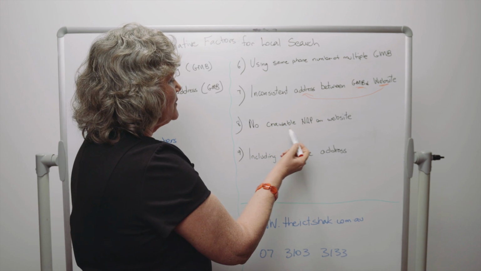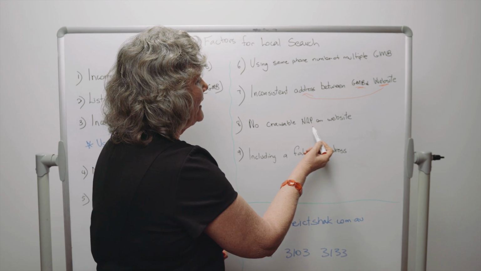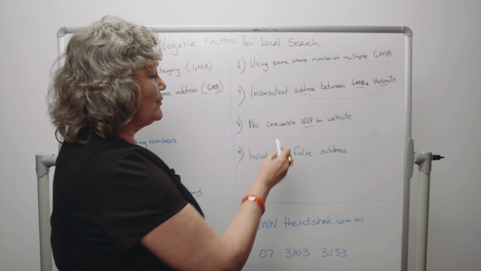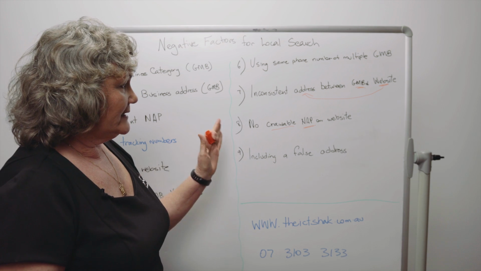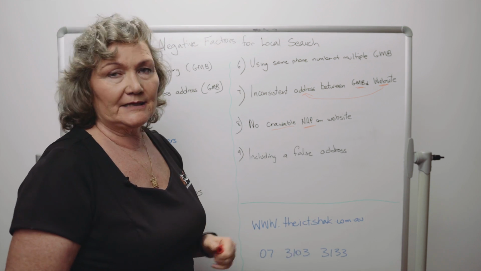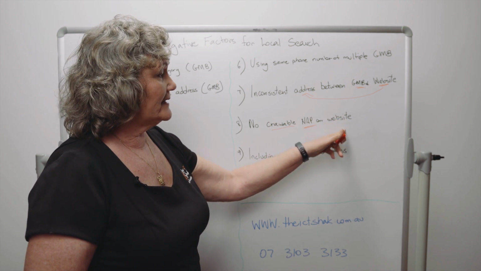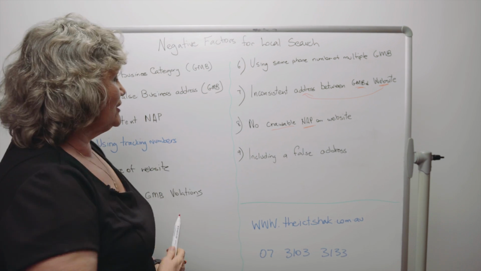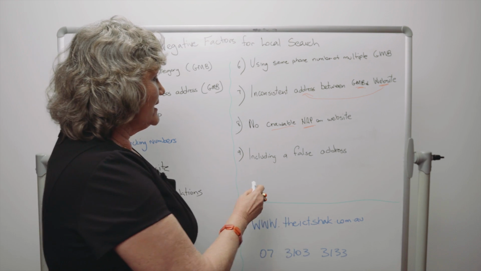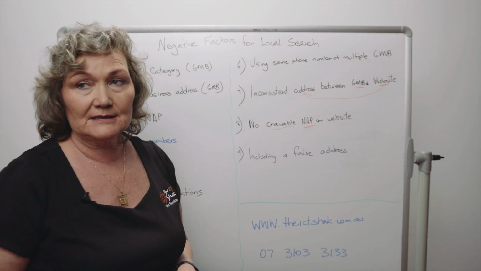And that follows on from this one, having no crawlable NAP on the website. Crawlable means crawlable by your search bots, and they need to be able to find an NAP citation on your website, and then that has to also conform with your Google My Business and with the citations that you're doing. And the last one is using a false address that doesn't exist.